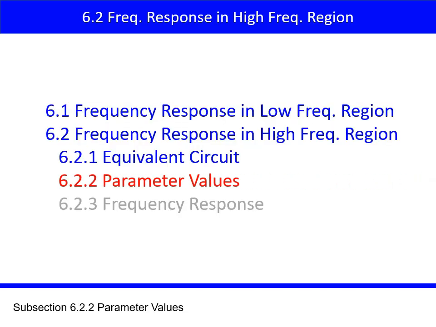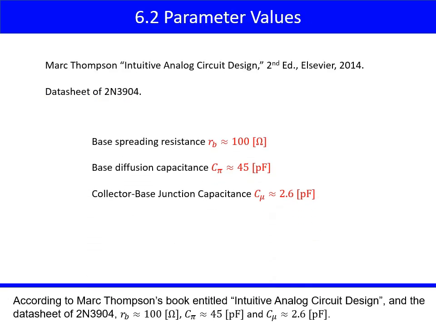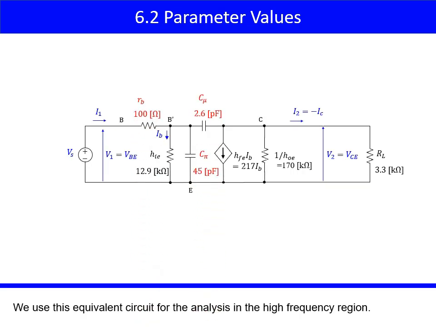Subsection 6.2.2. Parameter values. According to Mark Thompson's book, entitled Intuitive Analog Circuit Design, and the data sheet of 2N3904, RB is approximately 100 ohms, Cπ is approximately 45 picofarad, and Cμ is about 2.6 picofarad. We use this equivalent circuit for the analysis in the high frequency region. Let's neglect hoe for its small influence on the amplifier characteristics.